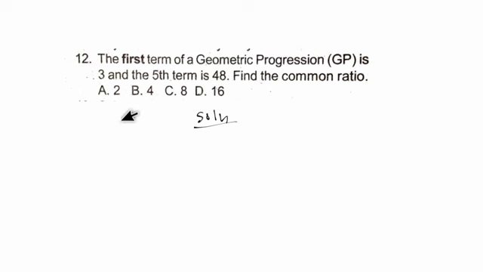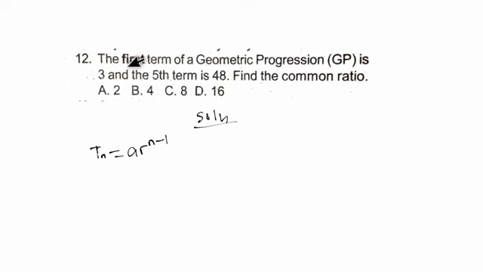To solve this problem, you first have to remember the formula for the nth term of a GP. The nth term, T_n, is equal to a times r raised to the power of n minus 1. This is the formula, where a is the first term, r is the common ratio, and n is the number of terms. The question says to find the common ratio, which means we want to find the value of r.